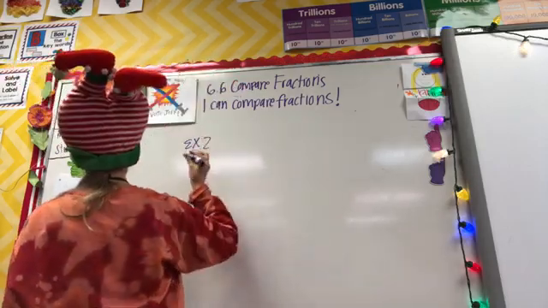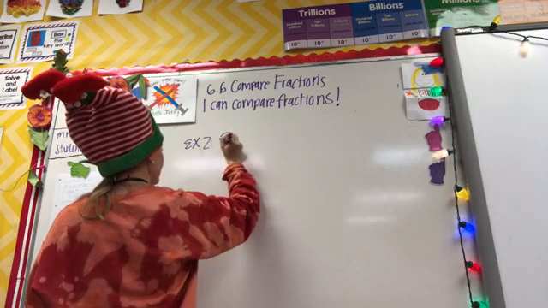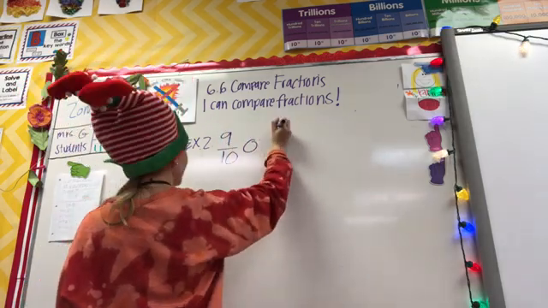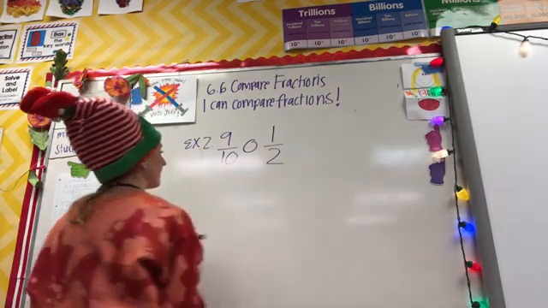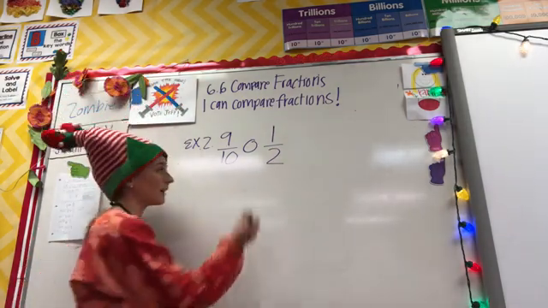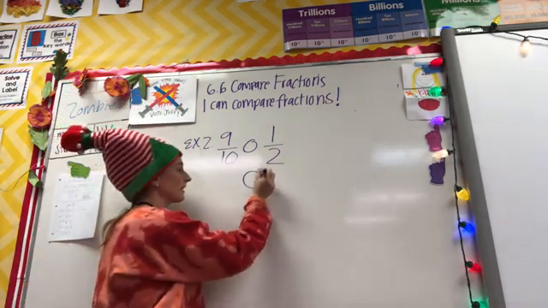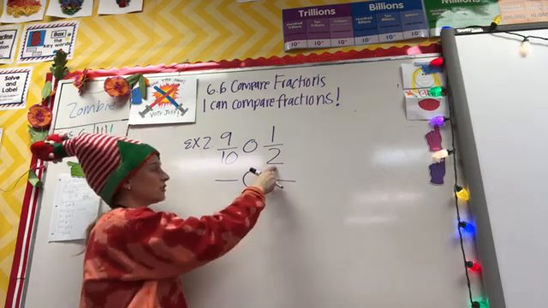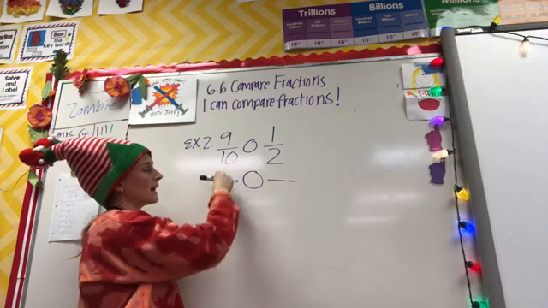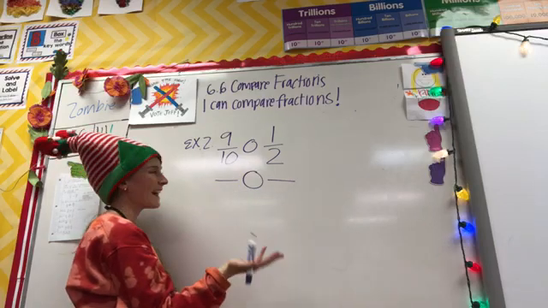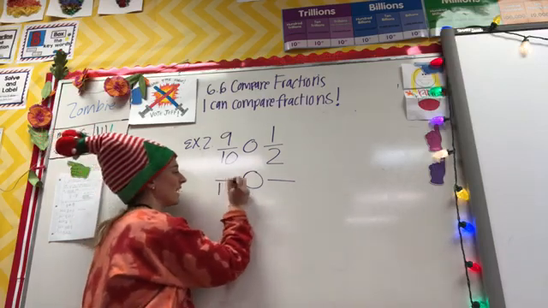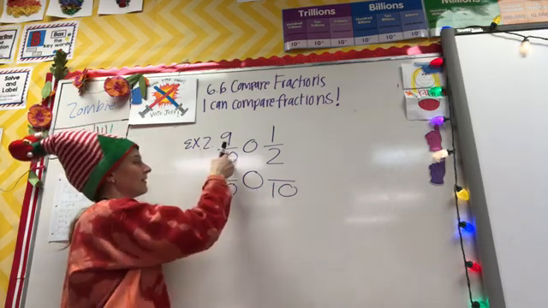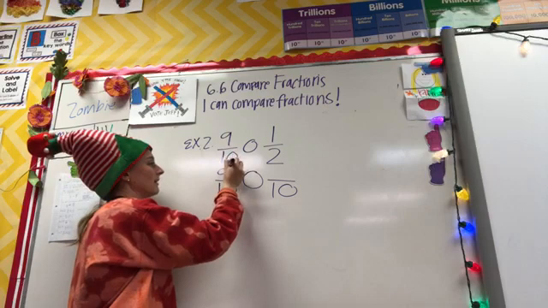Okay, we have 9/10 compared to 1/2. All right, so we start, 10 and 2 aren't the same, so we're going to give them a common denominator. So let's think. Can 2 go into 10? 2, 4, 6, 8, 10. It can, so let's just use 10. It's so convenient when that happens. So because this is 10 and that's 10, we can keep the same 9.